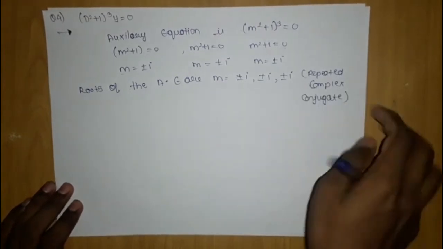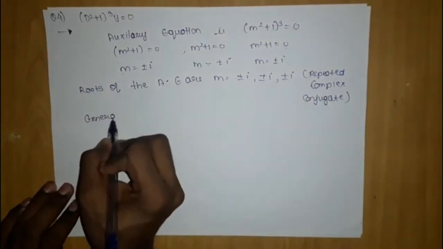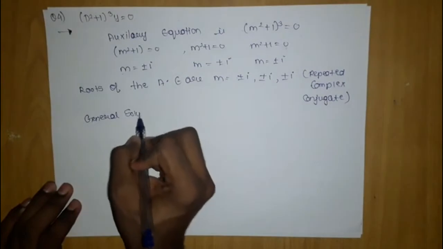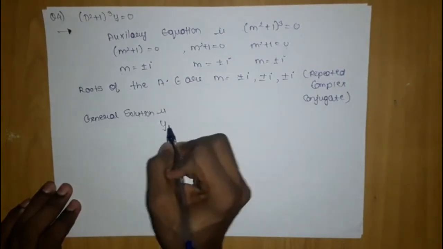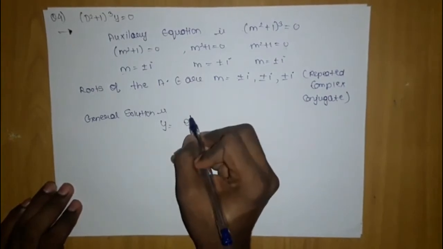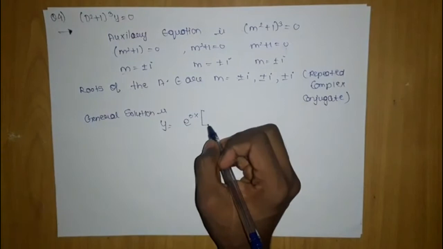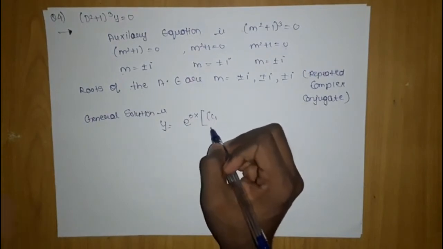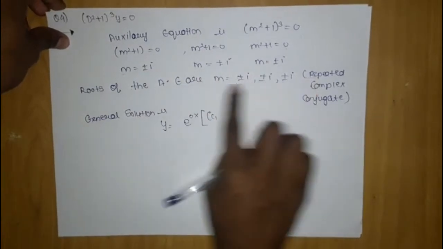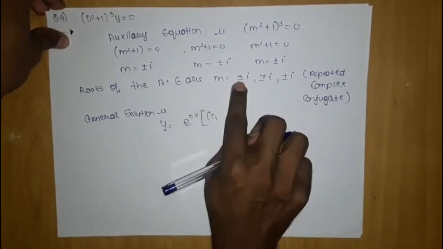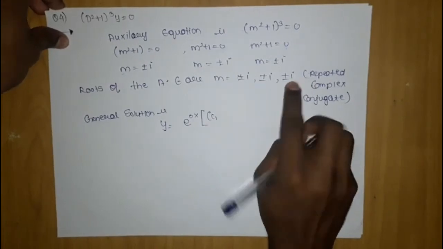Right? After doing this, the general solution is y equal to e to the power 0x, bracket c1. Why 0x? Because here the real part is 0, only the imaginary part is present in all of them. Here you will have C1, C2, C3, C4, C5, C6.